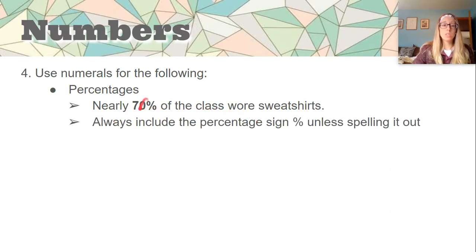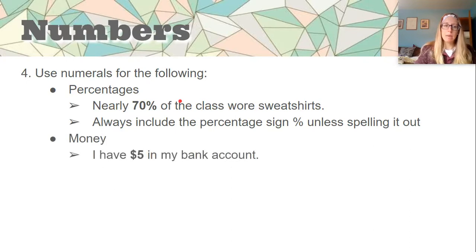So you always include the percentage sign unless you're spelling it out. If, let's say, instead of a percentage sign here, it literally said the word percent, then you would need to spell out 70. So again, if you've got the symbol here, then you can use the numerals, but if the word percent is spelled out, then you want to spell out the number as well.